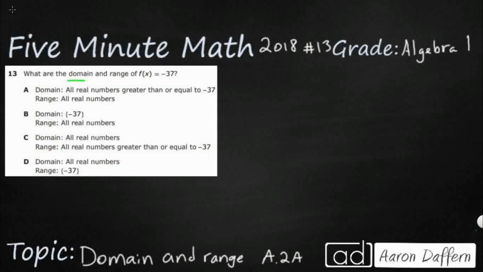So we need to find the domain and range of this strange looking function f of x equals negative 37. So let's first define those two terms, because you're not going to find them on the reference materials, the mathematics chart, so you're going to have to just come into the STAAR test knowing what those are. So the domain represents the set of all independent variable values. Now, we say independent variables, but most of us just use the short term of the x values.